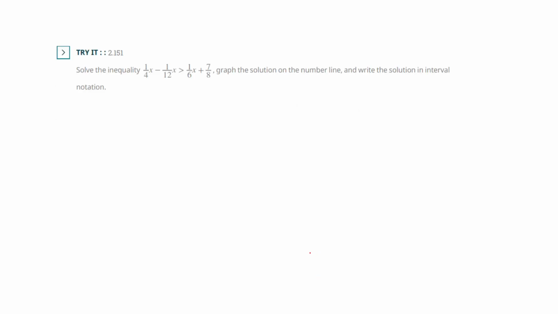Okay, try this one yourself. Your LCD here is 12. You're going to multiply every group by a 12. Oh no, I'm wrong. It is not 12. Because of this 8, it's going to be 24. So I'm doing 24 times everything.